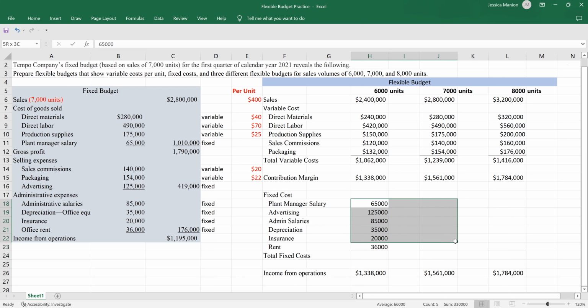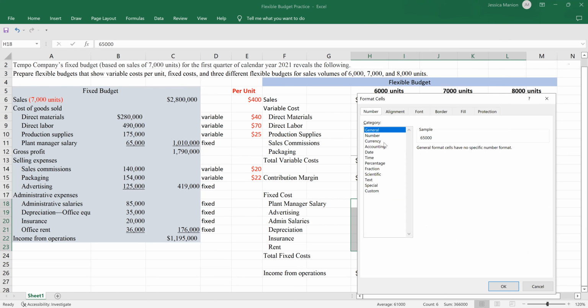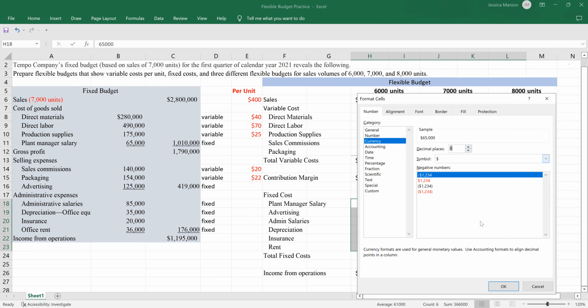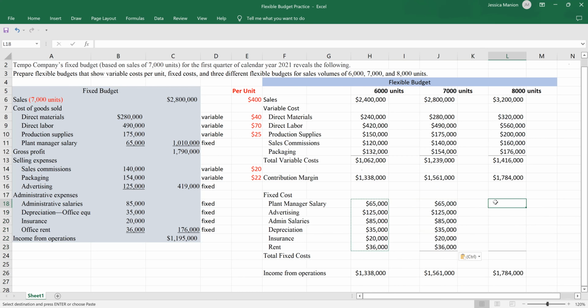So again, I'm not sure why these are not formatted to give us the dollar signs. So let me do that real quick, because those little things drive me crazy. So now we can just copy and paste, because again, fixed costs remain the same at any level of activity. And let's delete these. We haven't calculated that yet.